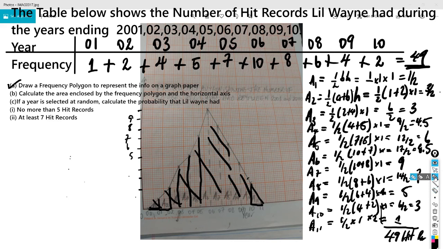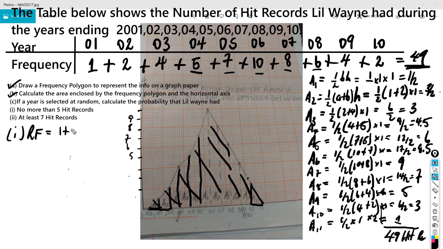So this is definitely a question that we had to go through. So let's finish up the question here. It says, if a year is selected at random, calculate the probability that Lil Wayne had no more than 5 hit records. All right, so no more than 5 would mean you don't want 5, you don't want 7, you don't want 10, you don't want 8, you don't want 6, and you want the other results. So we're going to find the relative frequency for the other results.